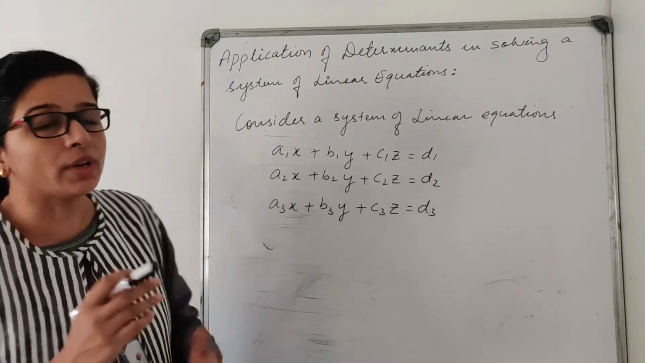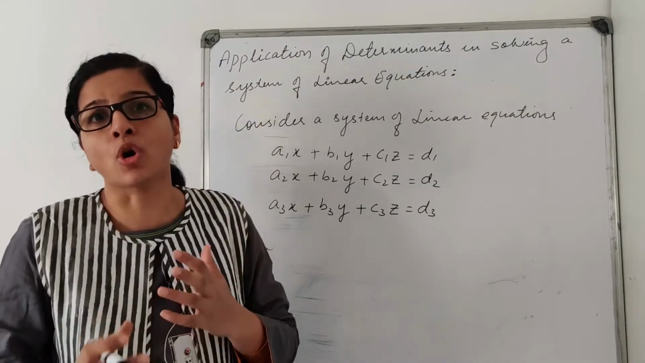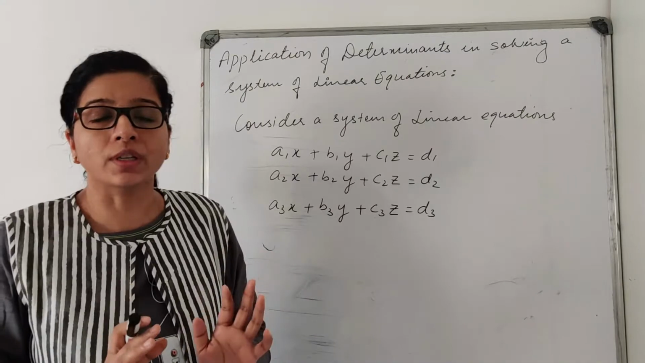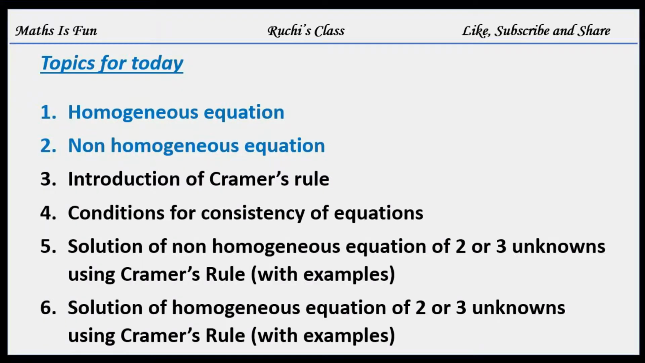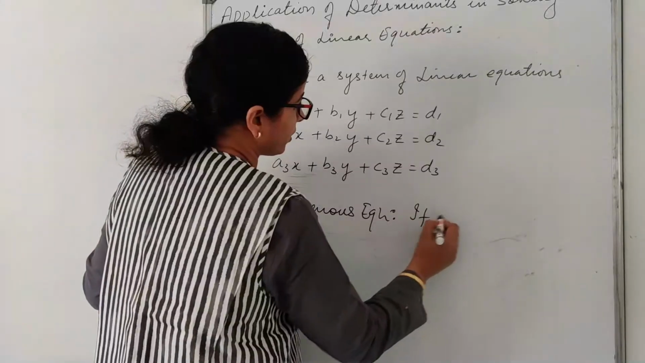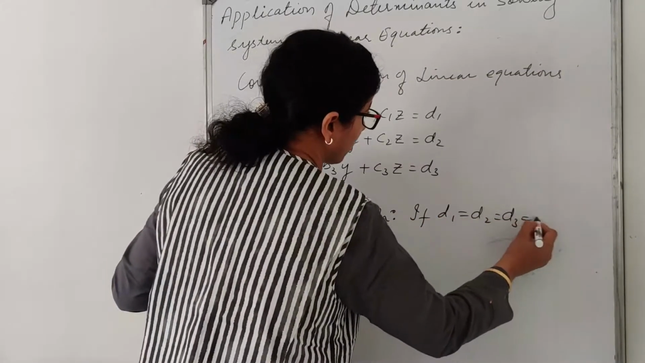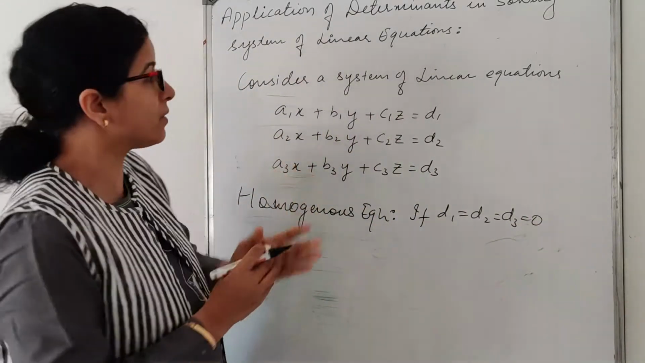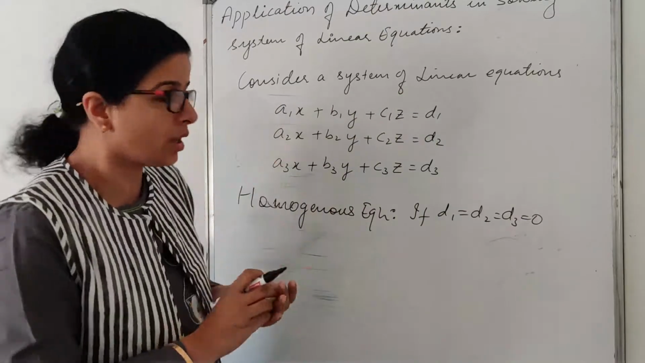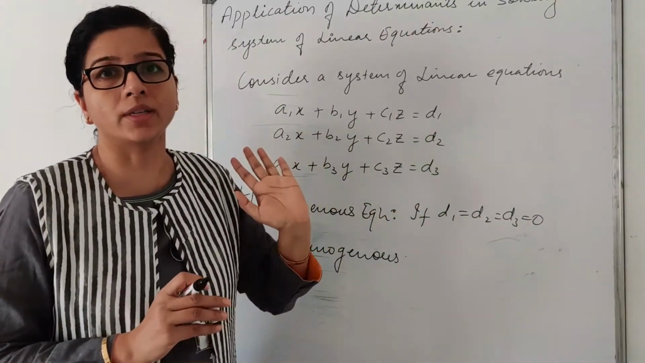So there are 2 types of equation. One is homogeneous equation, the other is non-homogeneous equation. First of all, I will explain homogeneous equation. So what is a homogeneous equation? If d1 equals d2 equals d3 equals 0, then it is a homogeneous equation. It means our constant terms are 0. Non-homogeneous means not all of them will be 0.